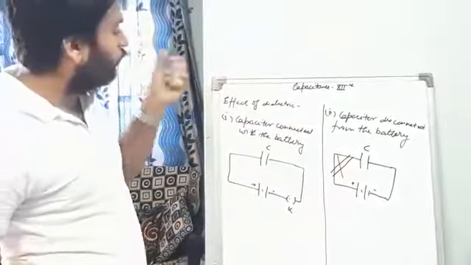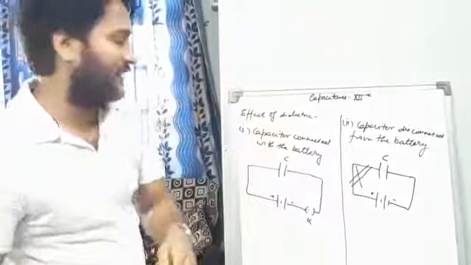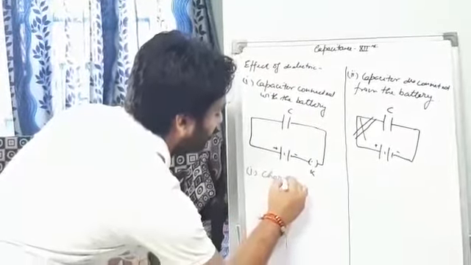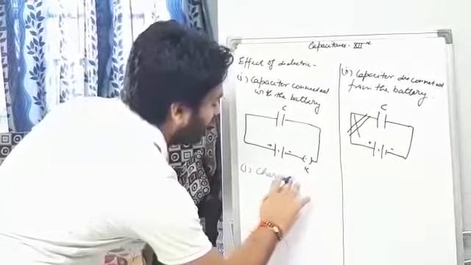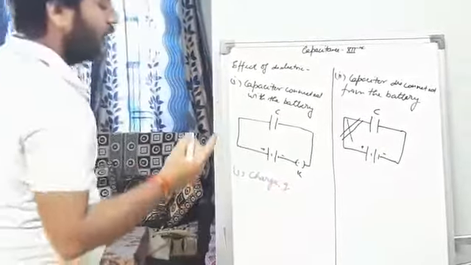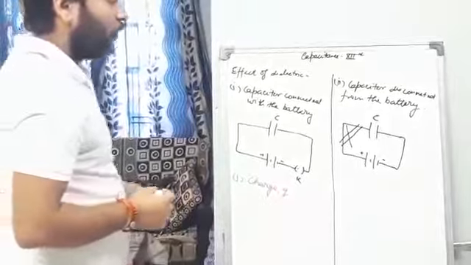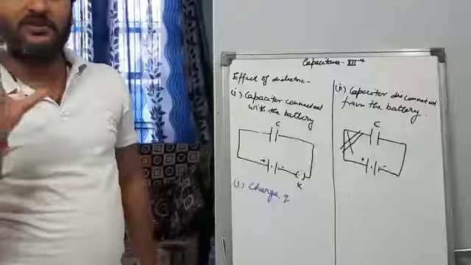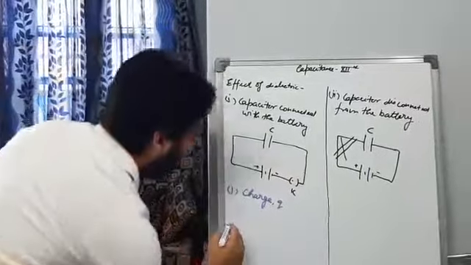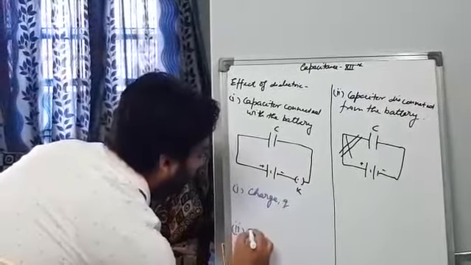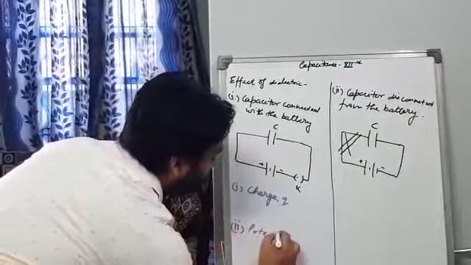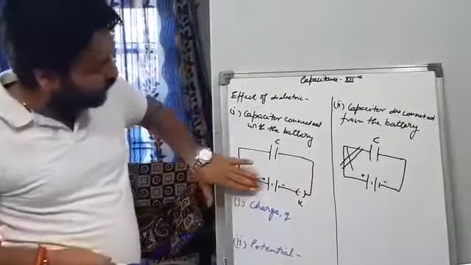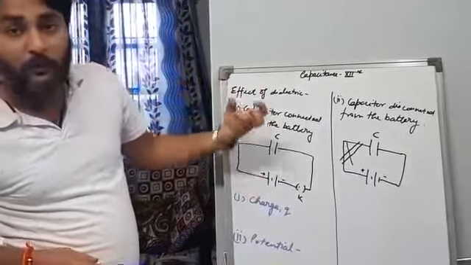I just want to know what the effect will be on the properties. The first property is charge, and what effect will there be on charge. As you know, the battery is connected to create a potential difference. So first keep in mind that there will be no effect on potential. As you know, a battery is used to produce a potential difference.